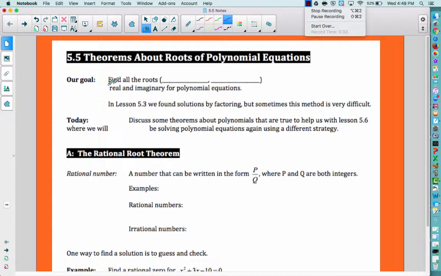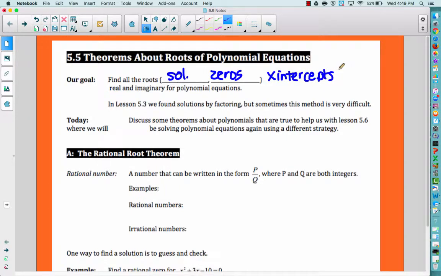But first, let's remember that we're going to be finding all the roots, which other names for that could be solutions, zeros, and x-intercepts. Okay? But in order to understand the rational root theorem, we really have to know what a rational number is. It is something we learned back in chapter 1, but you guys still sometimes forget all those rules and vocabulary words. Well, rational numbers are any numbers that can be written as a fraction, meaning p over q. And p and q are both integers, so whole, positive, or negative numbers.